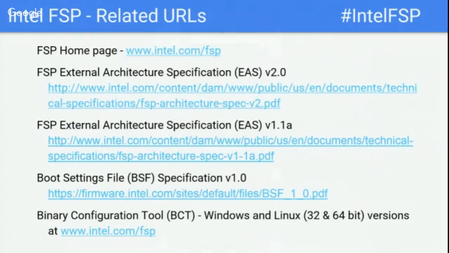So when you were pointing out the headers that are distributed with FSP, there was one FSP TUPD. Is that for the temp RAM init portion? Yes. So before temp RAM init, you technically don't have a stack, so you wouldn't have C code. What is the purpose of defining an interface in a C header?